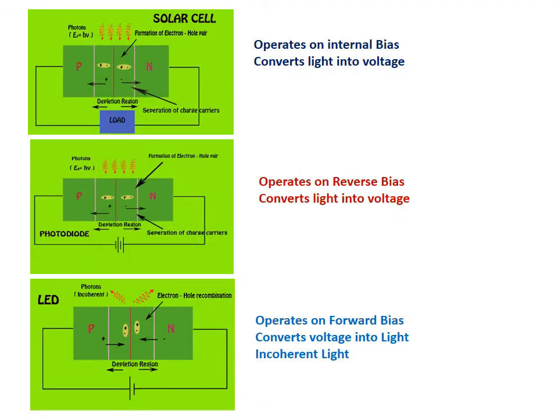Comparison between the three p-n junctions. First, a solar cell operates on internal bias, converts light into voltage. Photodiode operates on reverse bias, converts light to voltage. LED operates on forward bias, converts voltage to light. And the light coming out of the LED will be incoherent.